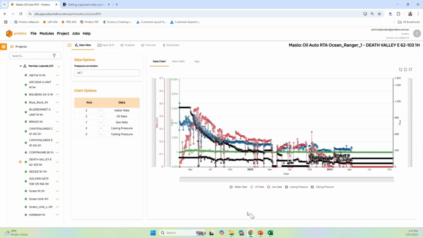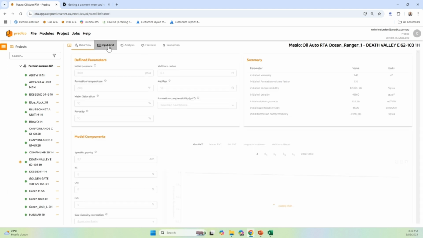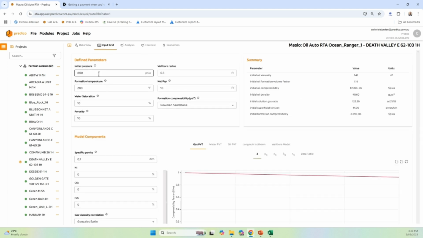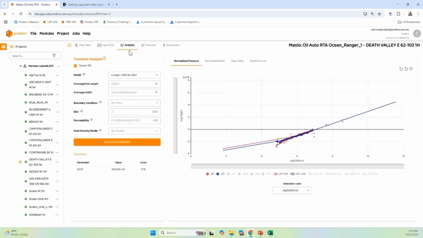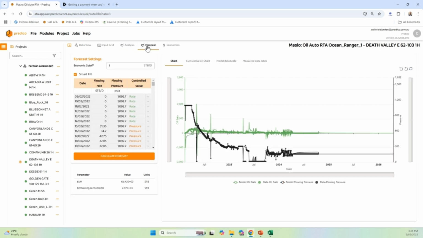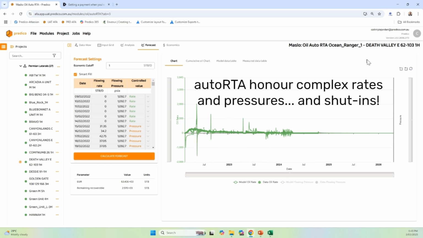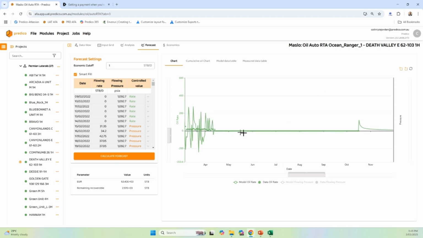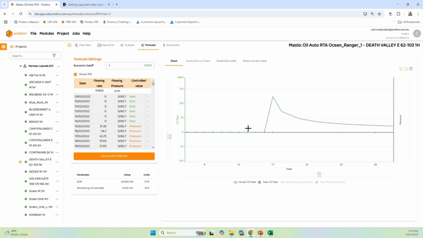Oil RTA, same raw data. Input grid, petrophysical parameters, initial pressure, etc. Automated analysis for minimum original oil in place, productivity parameters, etc. And automated forecast. We will turn some of these flowing pressures off and zoom in on the late time data. Actually, we'll zoom in on the shut-in period post shut-in.